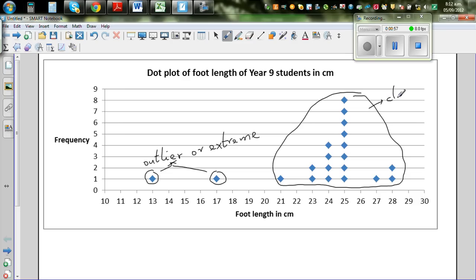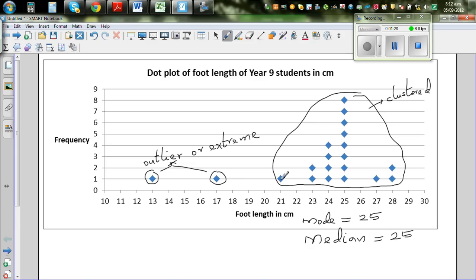So you can say most of the values are between 21 and 28, or clustered around 21 and 28. So by just looking at this, your mode is the most common value. So the mode of this data is 25. Okay, so if you find the median, I hope you know the median would also be 25. I'm not going into that. You can calculate the median yourself.